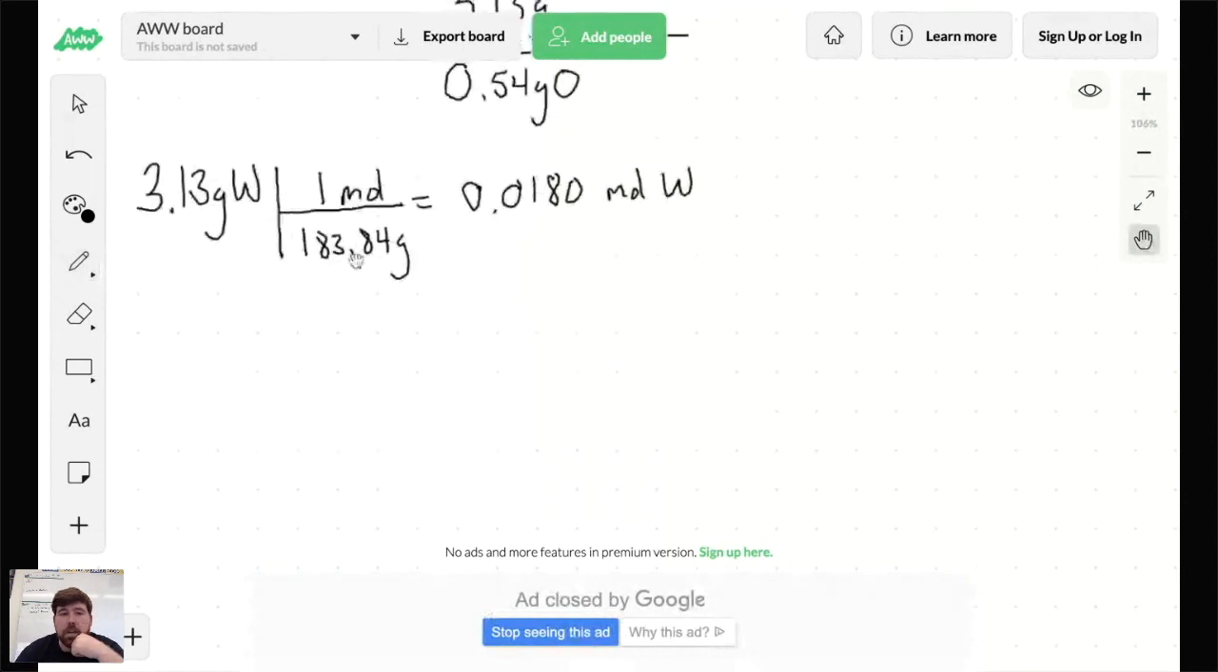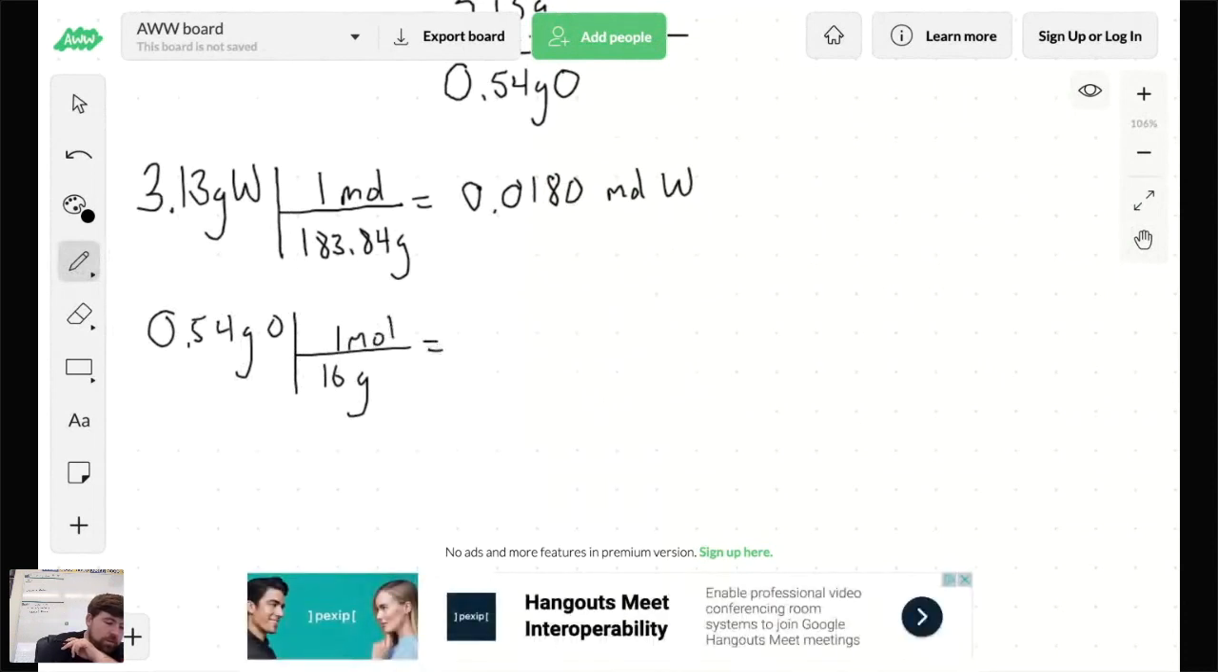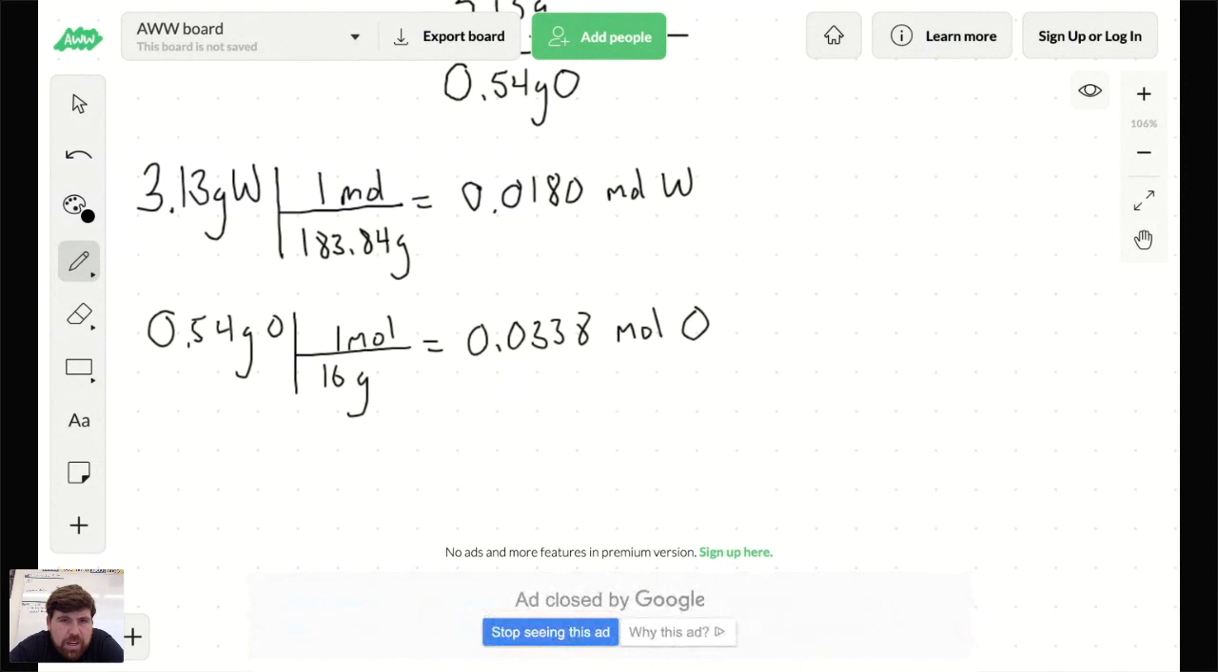And we're going to do the same thing for oxygen. 0.54 grams of oxygen, converting that to moles, gets us 0.0338 mole of O. So essentially what we just determined is that when tungsten and oxygen form this compound, the ratio in which they come together is 0.018 to 0.0338, which isn't a usable value for us in any way, shape, or form.